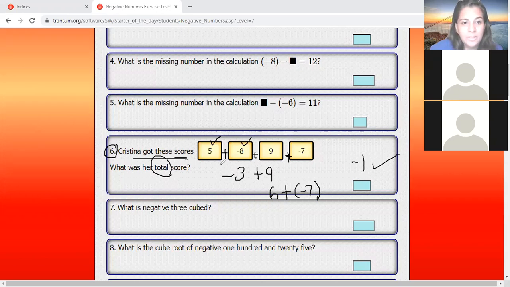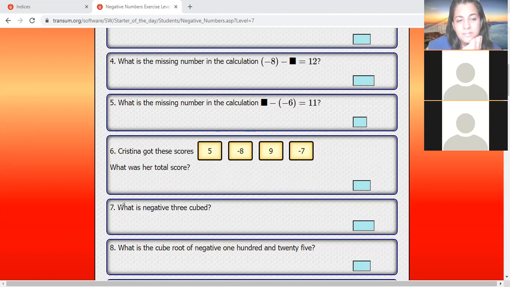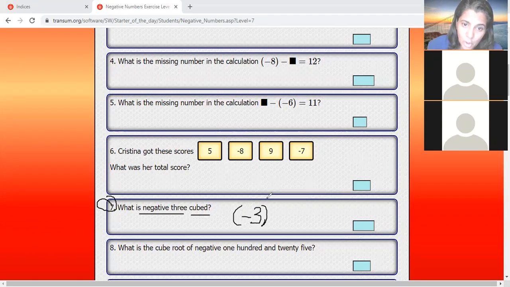Clear now? Now, number 7, what is negative 3 cubed? Guys, I want you to answer this question in the chat. Negative 3 and cube it. Tell me what's the answer. Put in the chat, please. That's right, Krish. Others? No, Kristen, it's not 3 plus 3 plus 3, huh? It's 3 times 3 times 3.